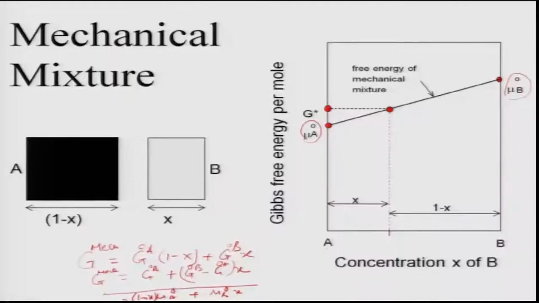In the first step, if a solution contains two atomic pieces A and B, then we bring them together side by side. This is step 1. In step 2, we allow them to mix mechanically. Now, in step 1, if the solution contains x moles of B and 1 minus x moles of A, then the mixture will have free energy given by Ga0 (1 minus x) plus Gb0 x, because we are taking x mole fractions of B. Therefore, the free energy contribution of B will be x multiplied by Gb0, where Gb0 is the free energy of pure B.